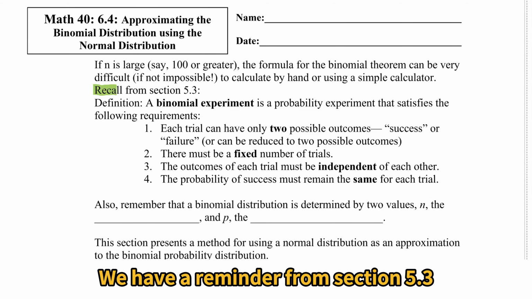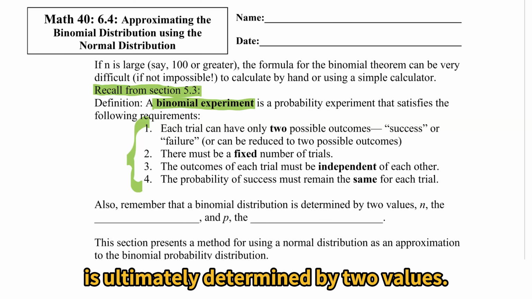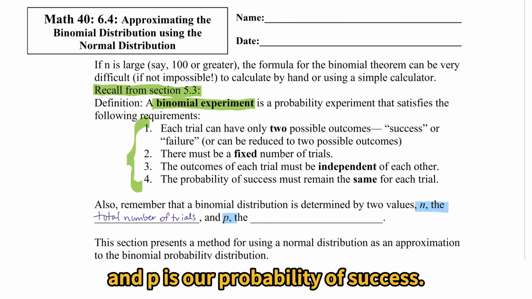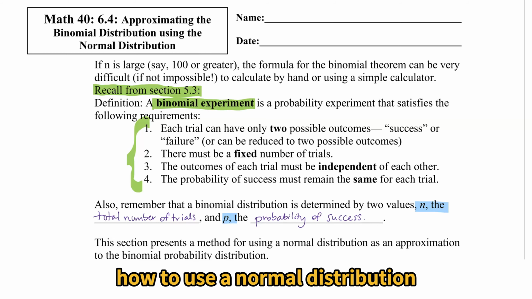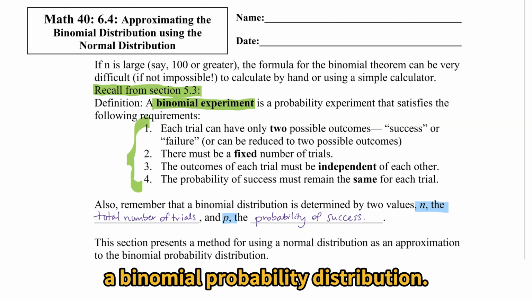We have a reminder from section 5.3 about this binomial experiment and the 4 requirements. Also, recall that a binomial distribution is ultimately determined by 2 values. The first value, n, is the total number of trials, and p is our probability of success. In this section, we're going to look at how to use a normal distribution to approximate a binomial probability distribution.